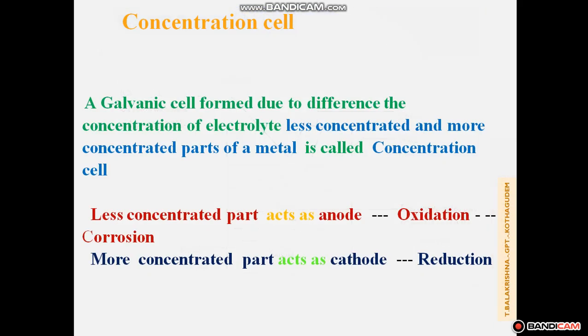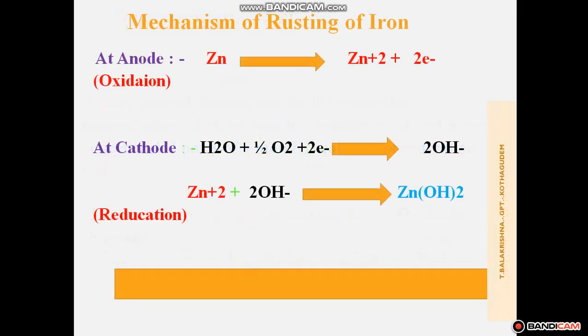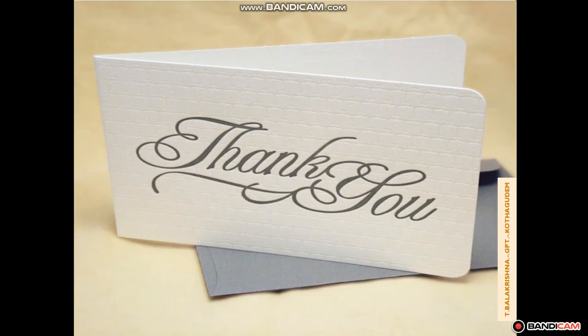So this cell is formed due to the difference in concentration of electrolyte. The less concentrated part acts as an anode and undergoes oxidation. Students, you remember, oxidation is nothing but corrosion. Whichever part acts as an anode is ready to participate in oxidation reaction and undergoes corrosion. Anode is nothing but corrosion, oxidation is nothing but corrosion. These are the key words for these types of galvanic cells. Galvanic cells are classified into three types: concentration cell, composition cell, and stress cell.